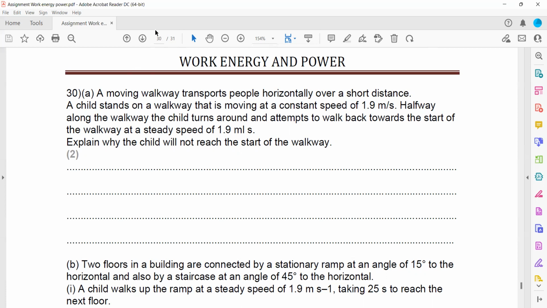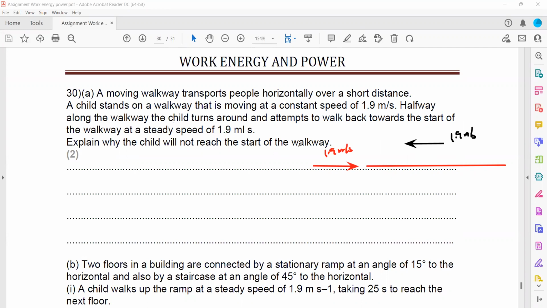So basically, this is a walkway, say, and the direction of the movement of the belt of this walkway is towards the right, and that is 1.9 meters per second. So a child started from here. When he reached the halfway, he wanted to return back. So he turned around and he starts to walk, but in the opposite direction with the same speed. As the movement of the walkway is towards the right and the child tries to move towards the left, so he will never, as you can see, he turned around.